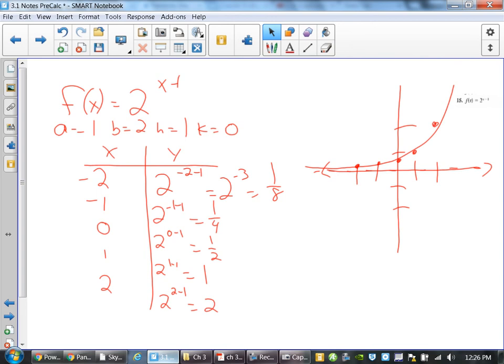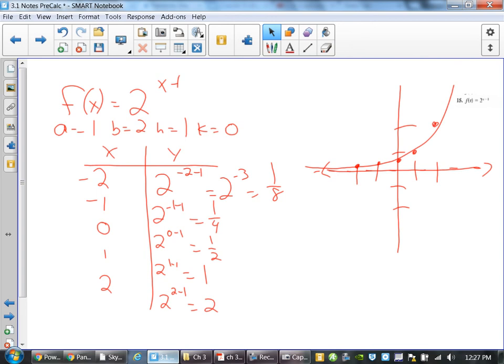It moved the parent graph what direction? To the right, because your H value is your horizontal shift. It moved it to the right 1, because the H was 1.